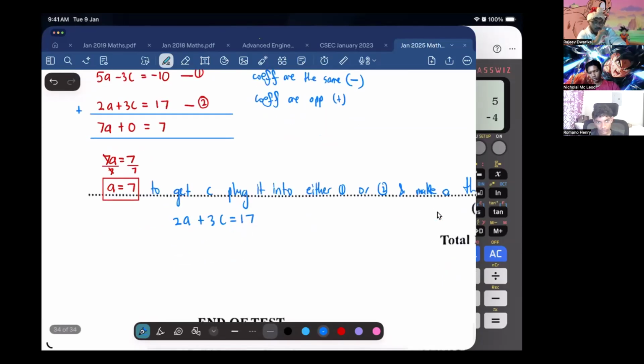So Nicholas, what do we know A is? A is 7. Right, A is 7. So anywhere I see A, what am I going to write instead of A? 7. Right, so I'm going to write 2 by 7 plus 3C is equal to 17. What is 2 by 7? 14. Right?